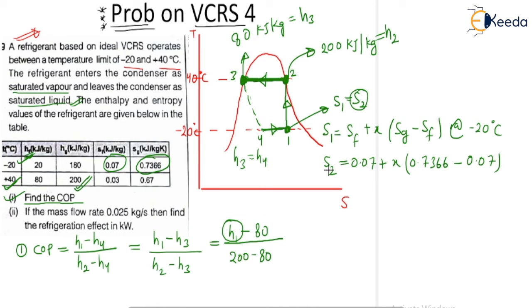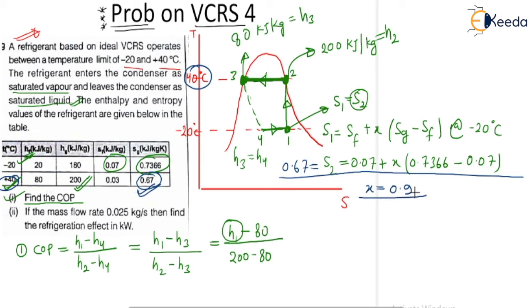And what is the value of S2? The value of S2 is at the gaseous region over 40 degrees Celsius, which is 0.67. Is it right? So by this equation, the unknown value X is calculated, and by using a calculator, the unknown value is nothing but 0.9.